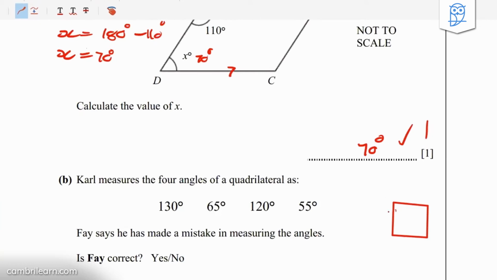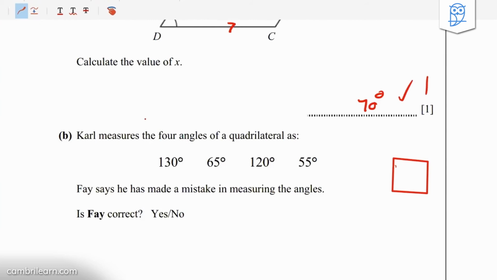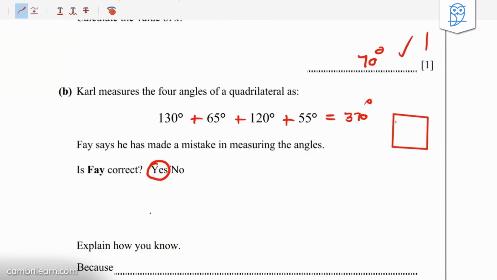So if all of these angles add up to 360, then we know that Carl is correct. Let's first see what these angles add up to. 130 plus 65 plus 120 plus 55. I'm just using a calculator to be a bit quicker. This is equal to 370. So Carl is not correct. He made a mistake. Is Faye correct in saying that he has made a mistake? Yes, she is correct in saying that he made a mistake.